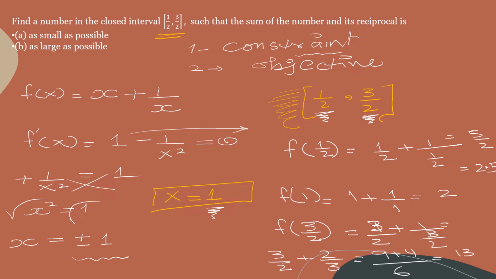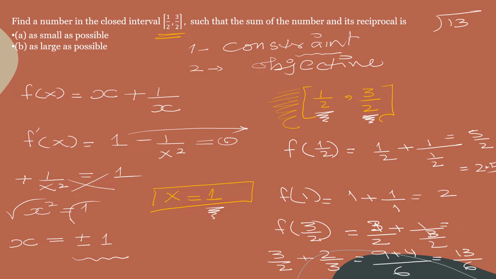So 13 over 6, we will get our next value. Now just see which value is the highest and which one is the lowest. First of all, you have to find the smallest possible number. So for the smallest possible number, first of all write 6, 13. 13 over 6 we will get here.